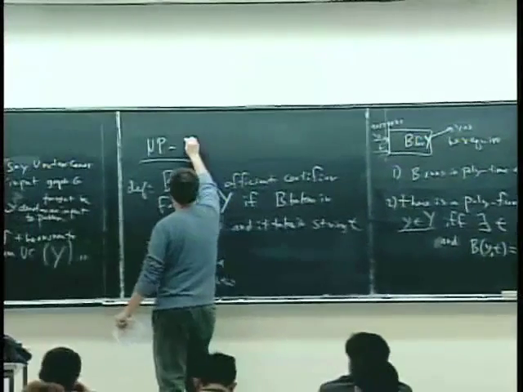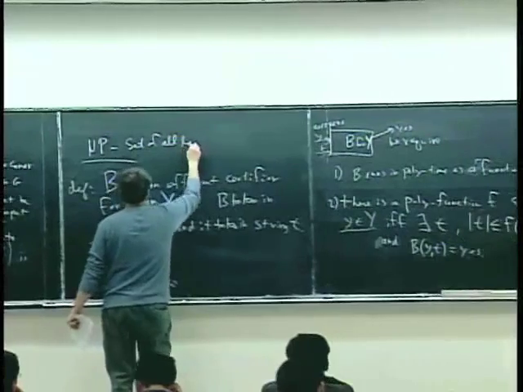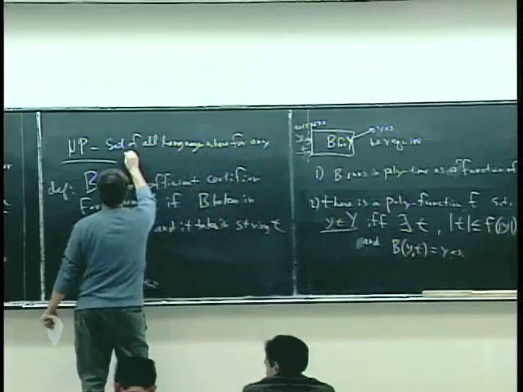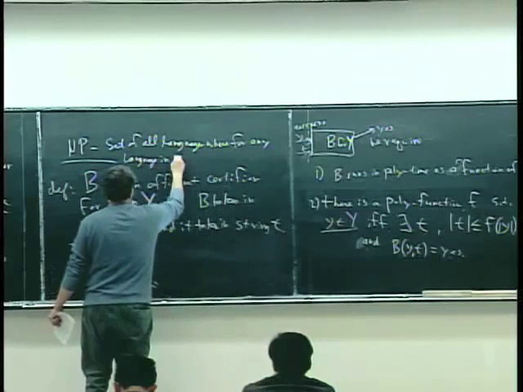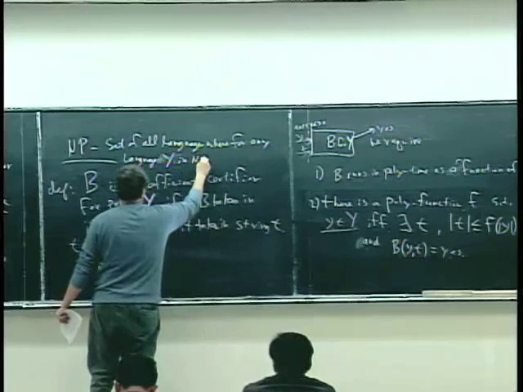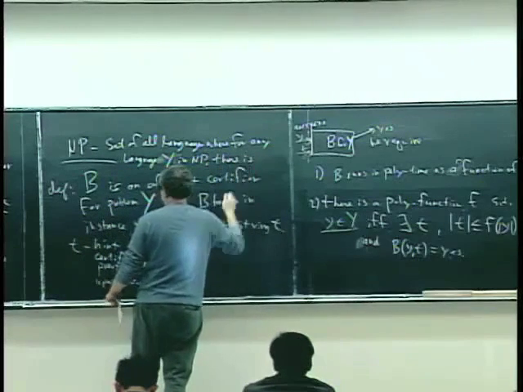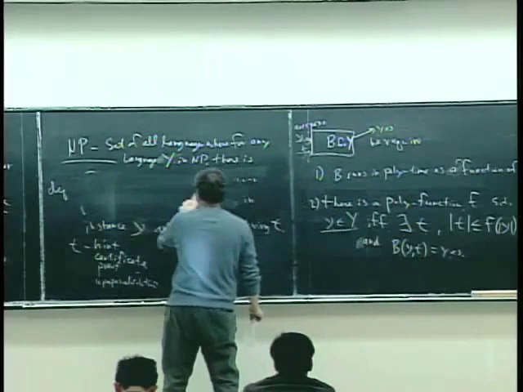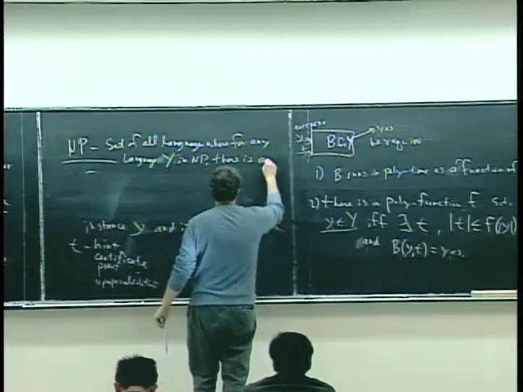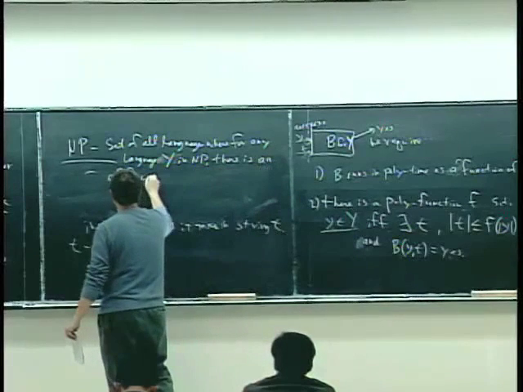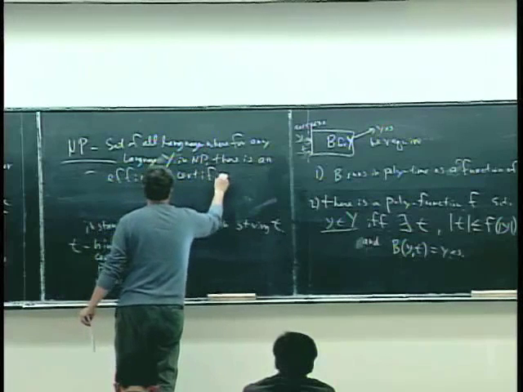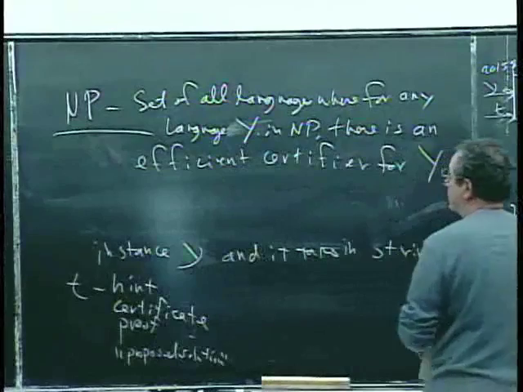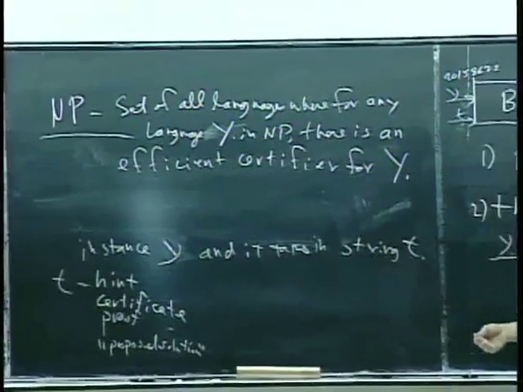NP is the set of all languages where for any language Y in NP, there is an efficient certifier for Y. So it's the set of languages where, for each one of them, there's an efficient certifier.